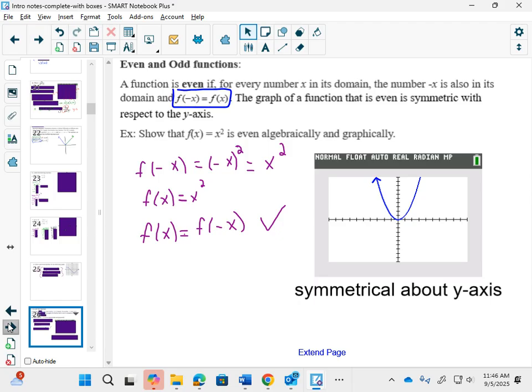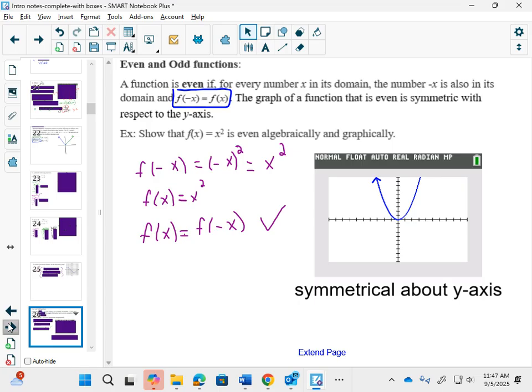I'm going to work your brain a little bit right now. Are you ready? I want you to think back to all 6 trig functions: y equals sine x, y equals cos x, y equals tan x, y equals secant x, y equals cosecant x, and y equals cotangent x.